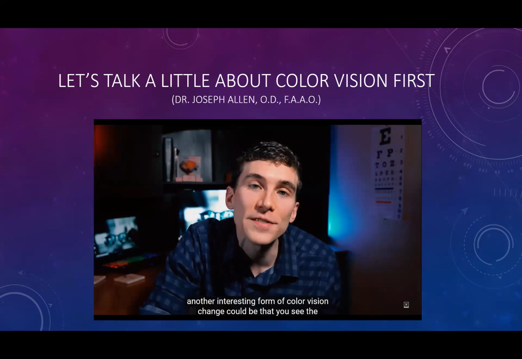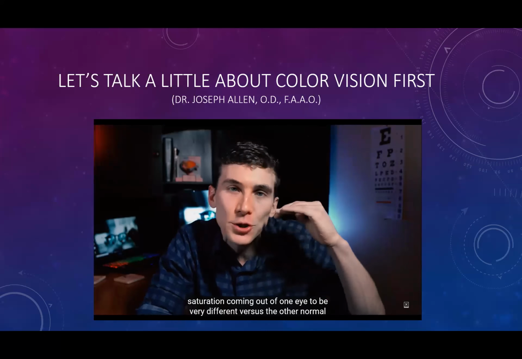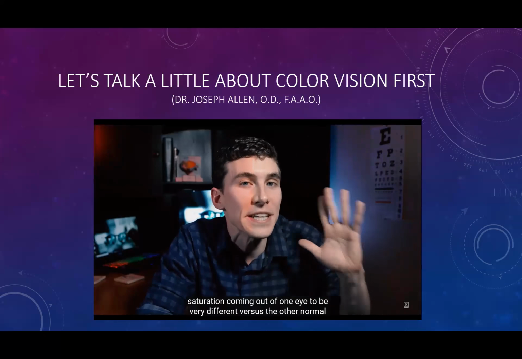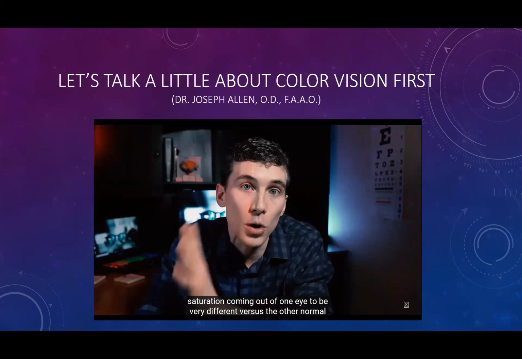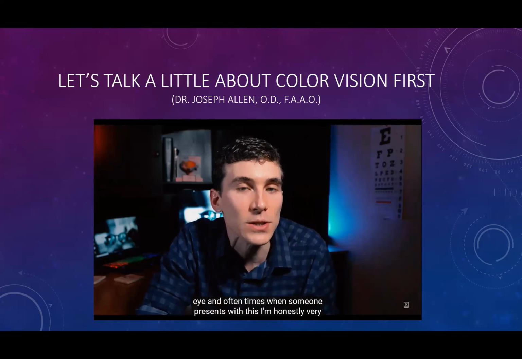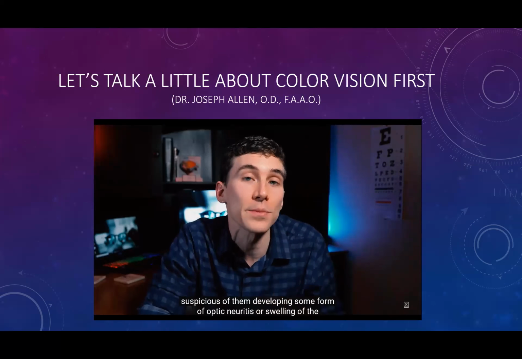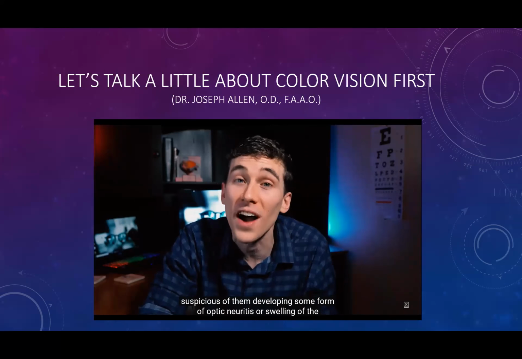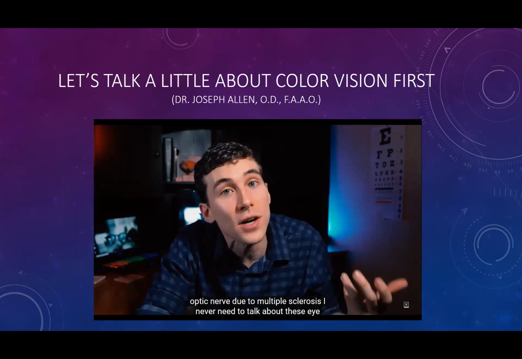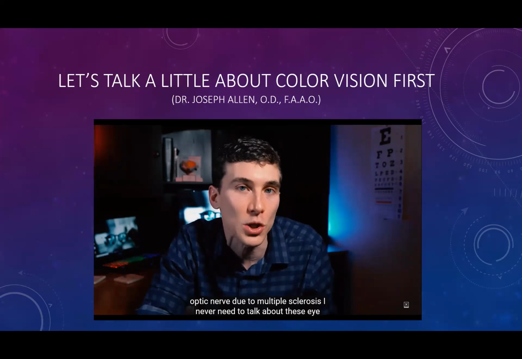Another interesting form of color vision change could be that you see the saturation coming out of one eye to be very different versus the other normal eye. And oftentimes when someone presents with this, I'm honestly very suspicious of them developing some form of optic neuritis, or swelling of their optic nerve due to multiple sclerosis.